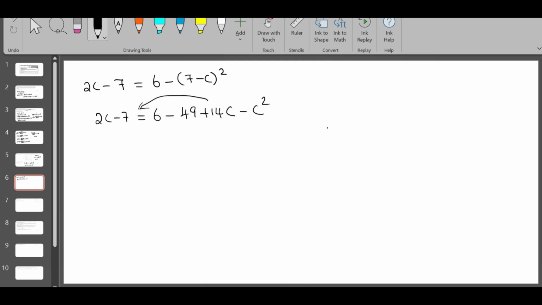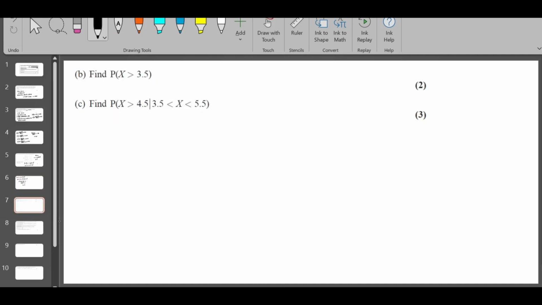Move everything this side, you will get c square minus 12c plus 36. So that's (c minus 6) whole square is 0. C is equal to 6. We got the value of C already. Let's move on to part B now.